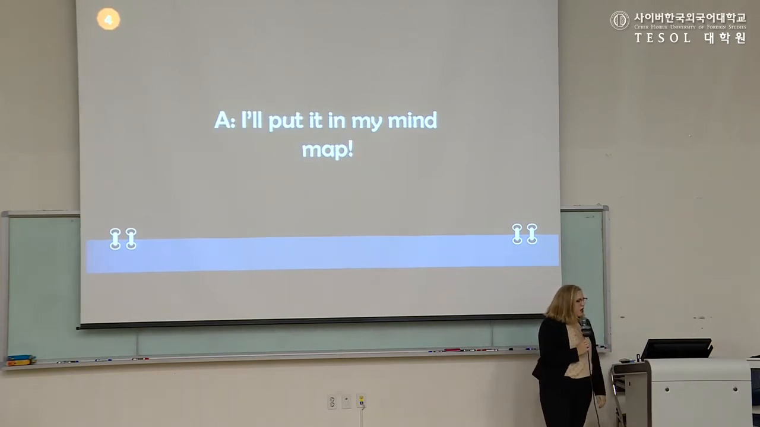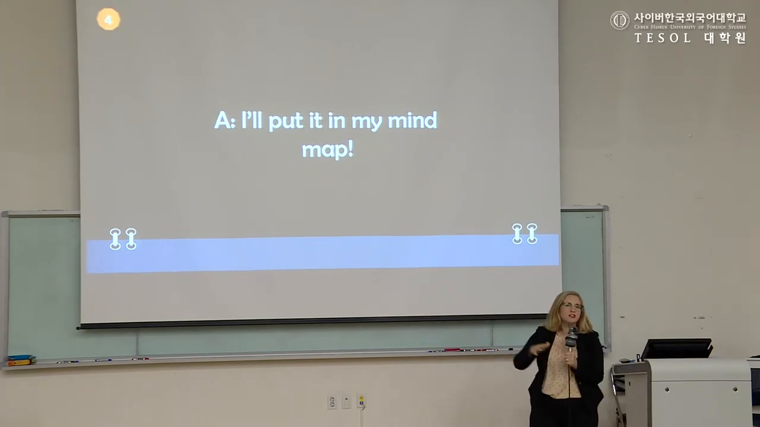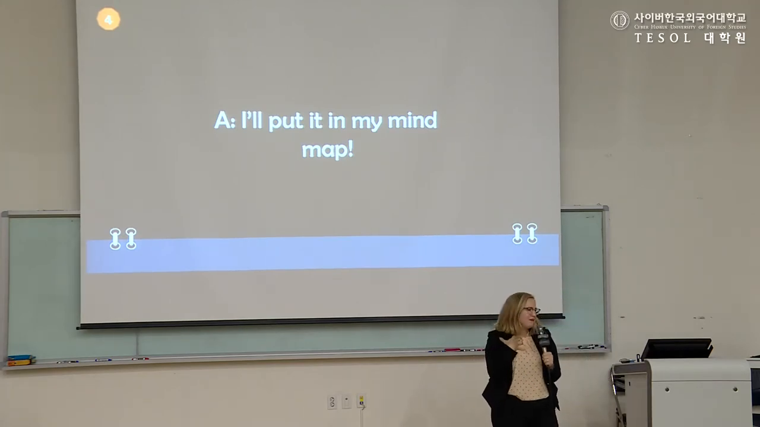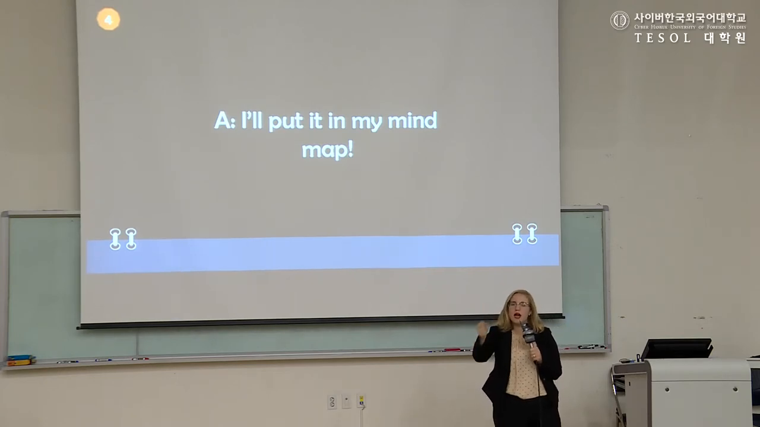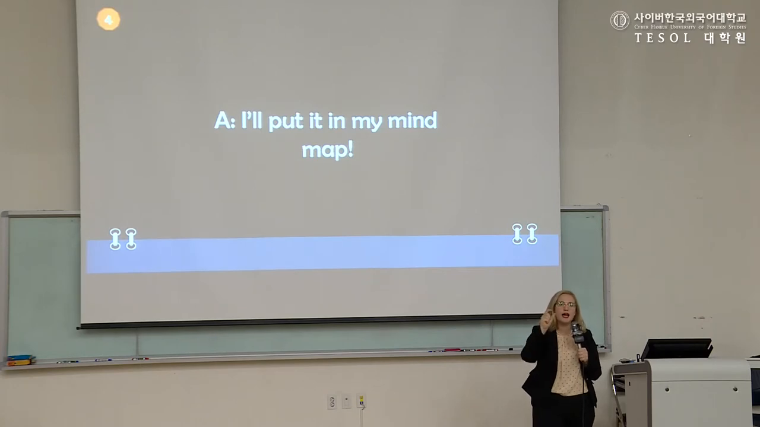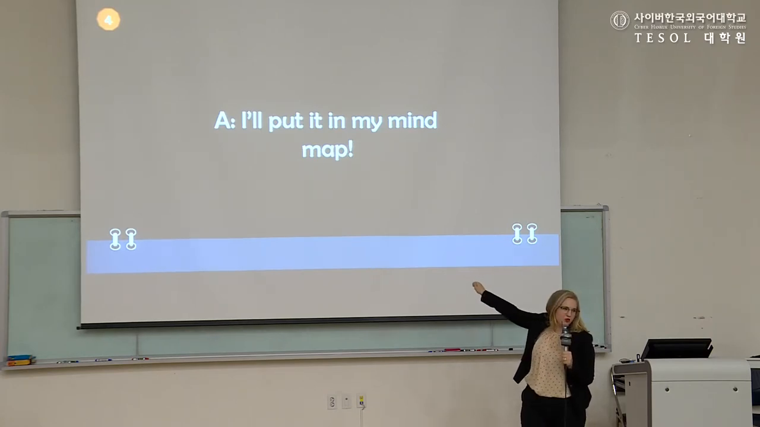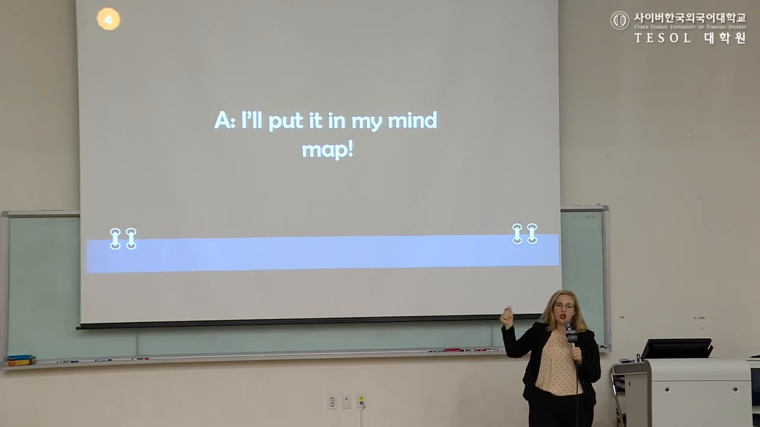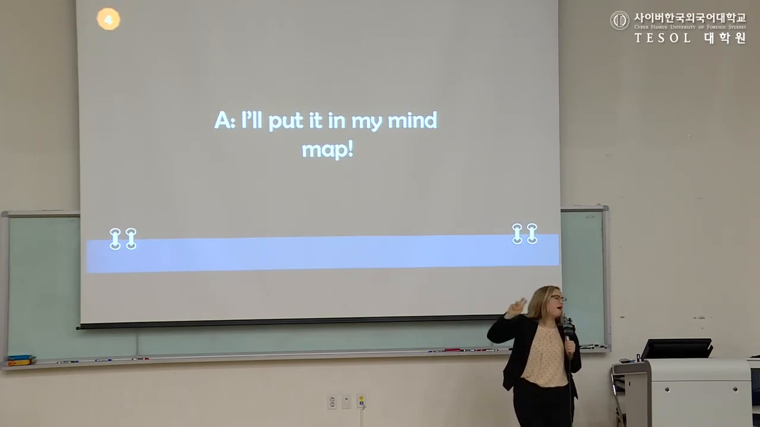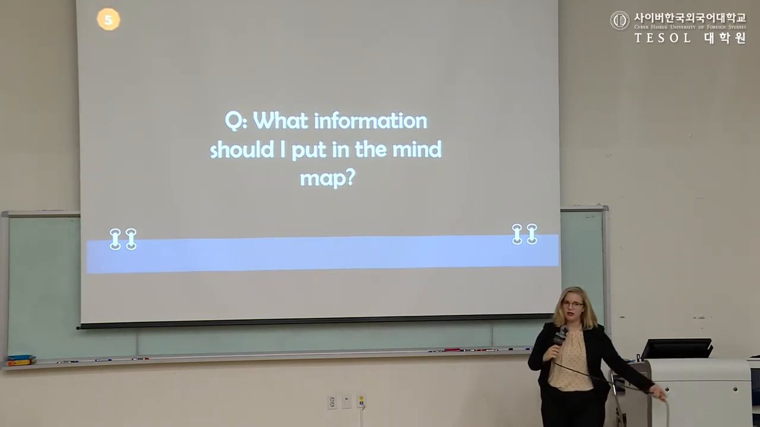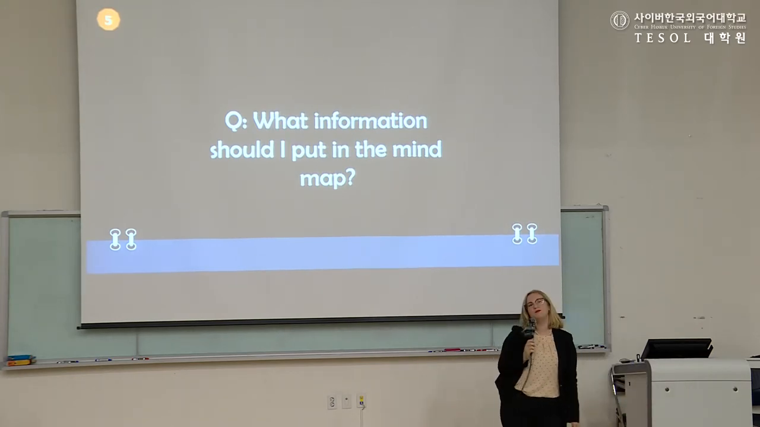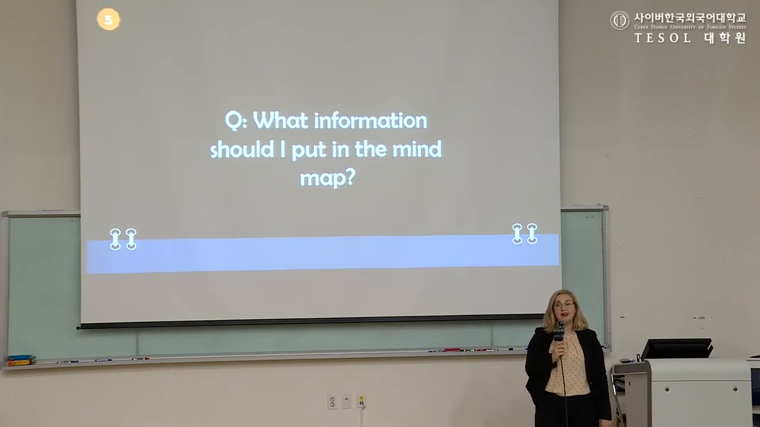Okay, so I'll put it in my mind map. For this example, I'm going to do a mind map. I like a mind map, why not? I found the source, I read the source, it's good, I put it in my mind map, so I can see it again later and understand, okay, that's what that paper said, that's what that article said. Okay, what information should I put in the mind map when I add my source? A summary of the research, what else?